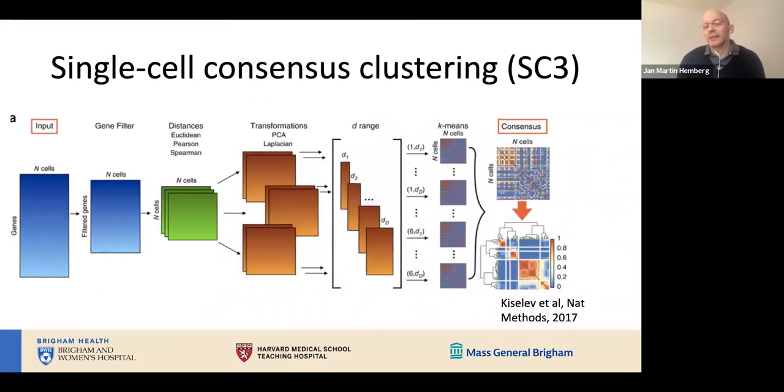One method which is based on k-means clustering, which is used in single-cell RNA-seq, is called single-cell consensus clustering. What this method essentially does is that it runs k-means clustering multiple times using slightly different input parameters. Each of these different parameter combinations provides a different solution for how the cells should be grouped. And then it takes all these different solutions and combines them into a consensus, and gives that as its final result.